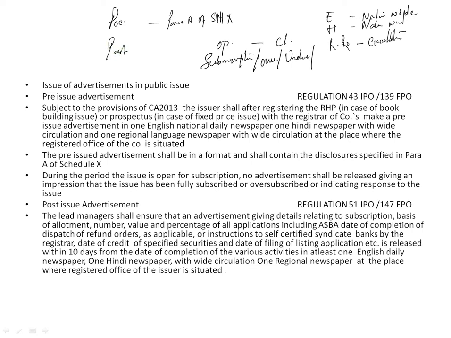Once posted, within a period of 10 days from the closure, they need to give the details in regards to the allotment, number of value, all those ASBA applications, completion of the dispatch of refund orders if the application has not been approved, any of those sorts. So that's how the application is going to work.